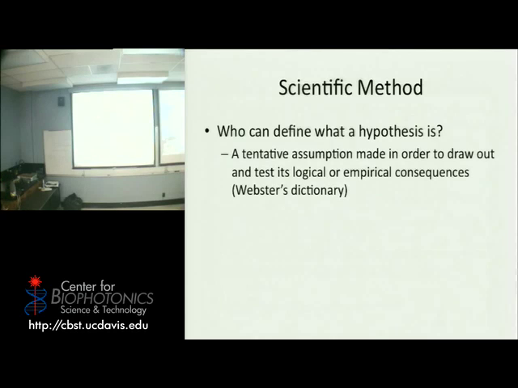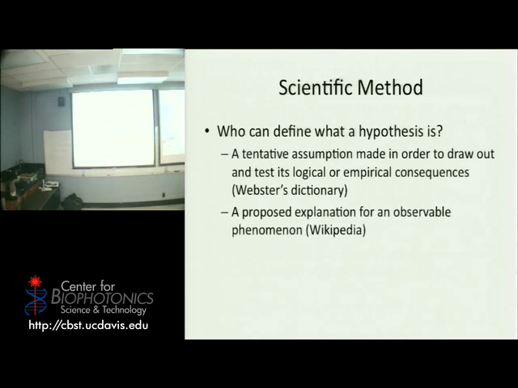This was Webster's dictionary: a tentative assumption made in order to draw out and test its logical or empirical consequences. Right? So it's still kind of complicated. And Wikipedia said: a proposed explanation for an observable phenomenon. So you can see it's actually pretty hard to describe a hypothesis simply, even though this is what we always do.